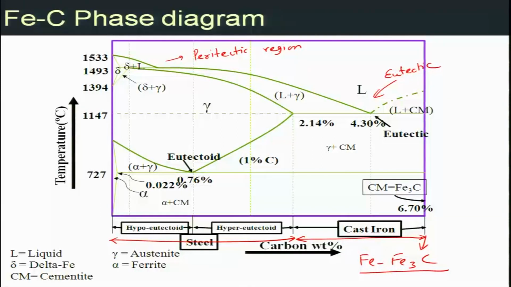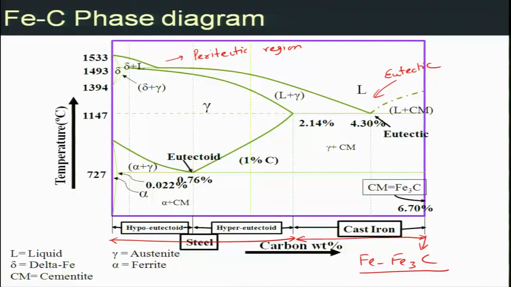And there are various phases. Liquid phase is present at high temperature. Delta Fe, which is a polymorph or allotrope of iron, is present at high temperature for very low percentages of carbon or for pure iron. Gamma phase, which is the FCC structured phase called austenite, has a maximum solid solubility of 2.1% at a temperature of 1147 degrees centigrade, and it has a very large single phase region starting from the peritectic temperature of 1493 degrees centigrade to the eutectoid temperature of 727 degrees centigrade.